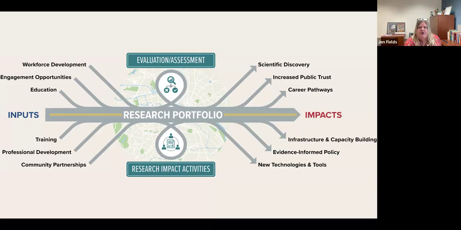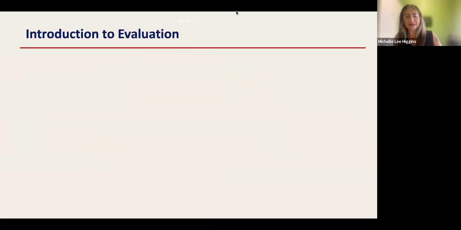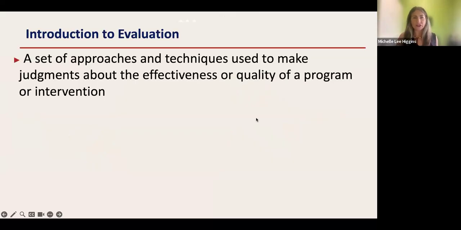Okay, next slide, and I'm going to turn it over to Michelle. Thanks so much, Jen. Let's get to that first bullet. So today I'm going to go through just a quick introduction to what evaluation is, how it's different than research, and a little bit about the roles of an evaluator.